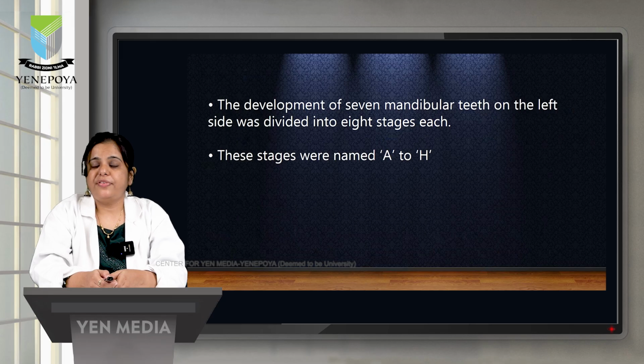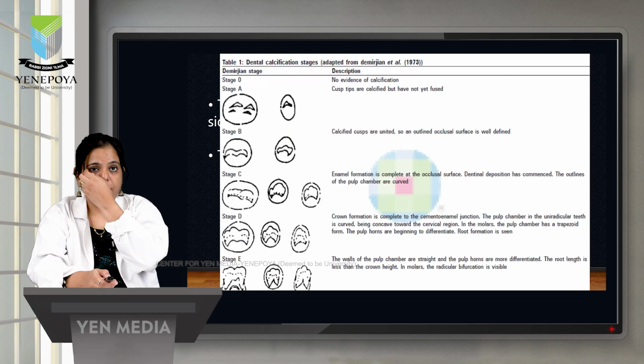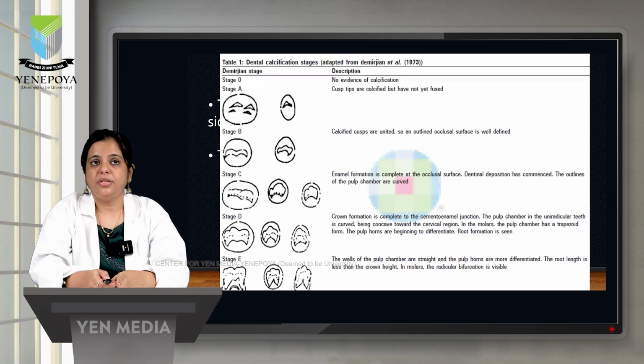The development of 7 mandibular teeth on the left side was divided into 8 stages each, and these stages were named from A to H. So, here stage 0, wherein there is no evidence of calcification. Stage A, the cusp tips are calcified but have not yet fused.